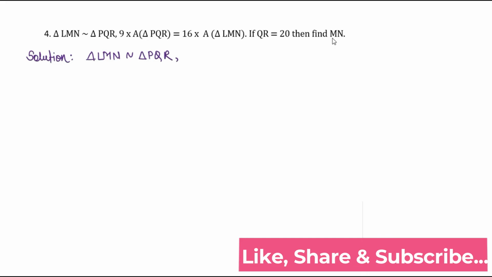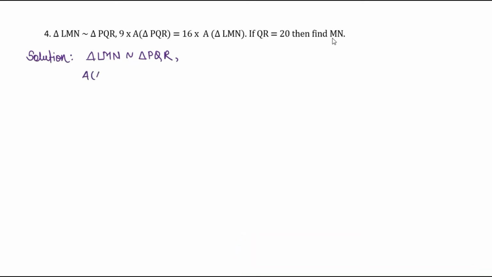Okay, so now if they are similar, then according to the theorem of areas of similar triangles, we can write area of triangle LMN upon area of triangle PQR is equal to, now see, they have given QR. Okay, QR is equal to 20. Already this ratio is also given in this equation.